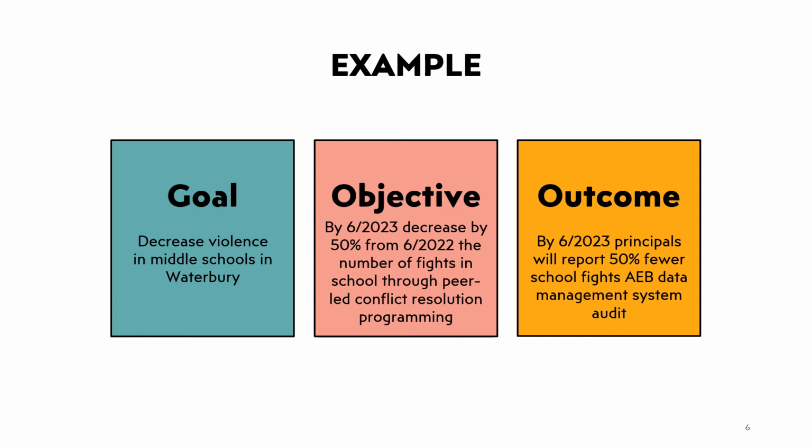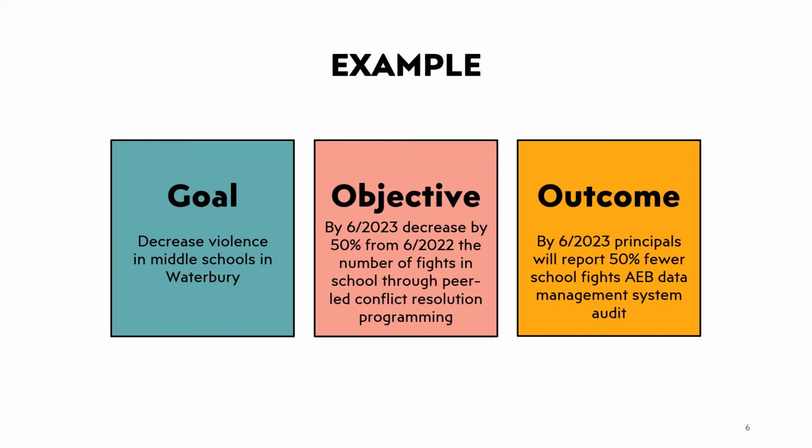You want your outcomes to be similarly SMART, but I feel like if you're SMART with your objective, then you can be a little bit less SMART with your outcome, because your outcome is a measure. So the measure that you are going to use to track the success of this objective is by 6/2023, by the end of this time period, principals will report 50% fewer school fights as evidenced by a data management system audit.